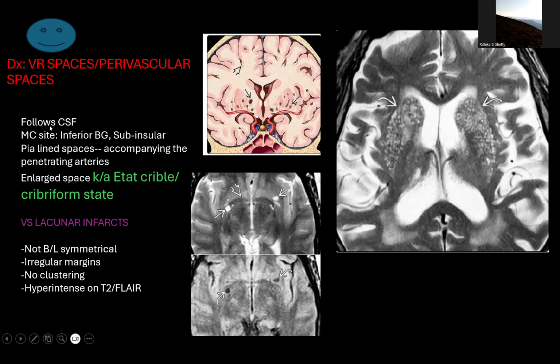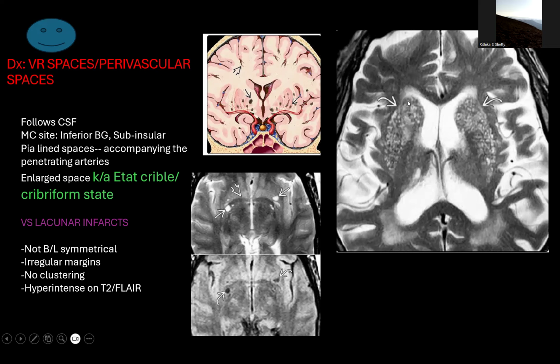So again, as I told, it follows CSF intensity, most common in the inferior basal ganglia. It will accompany the penetrating artery, in this case the lenticulostriate artery. And the most important DD for this will be lacunar infarct. But we have to remember that the Virchow-Robin space cysts are usually symmetrical. Lacunar infarct is not symmetrical. They have very regular margins. Infarcts have irregular margins.